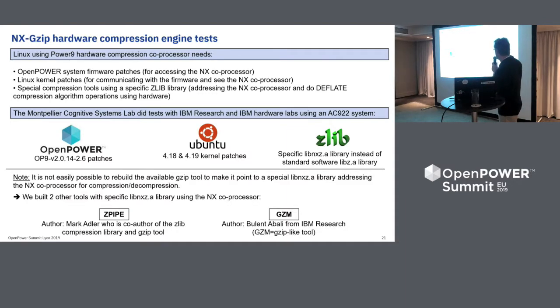So there are several patches that you need to apply. We tested on 4.18. Good chance that everything is working here. We didn't test by ourselves, but it should be working on 4.19 kernels. And there are some explanations here that you can go through. We need to use these zpipe and gzm libraries and compression stuff that is a little bit different from the standard gzip, but it's not a big issue. It's very easy to install. Fabrice did that in a very short time.